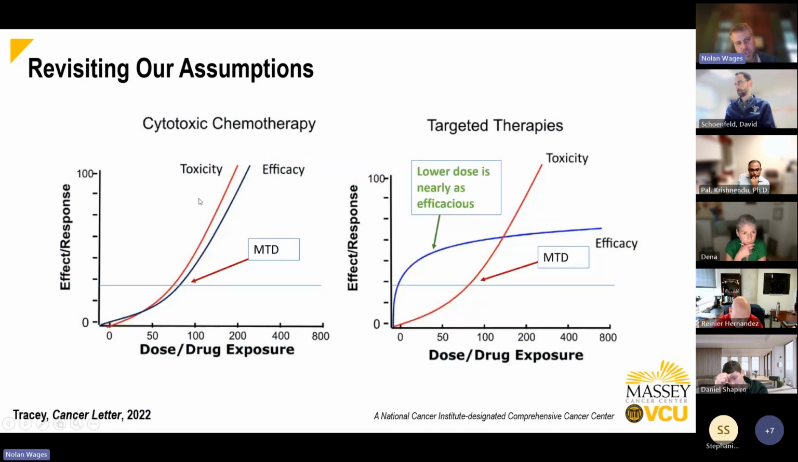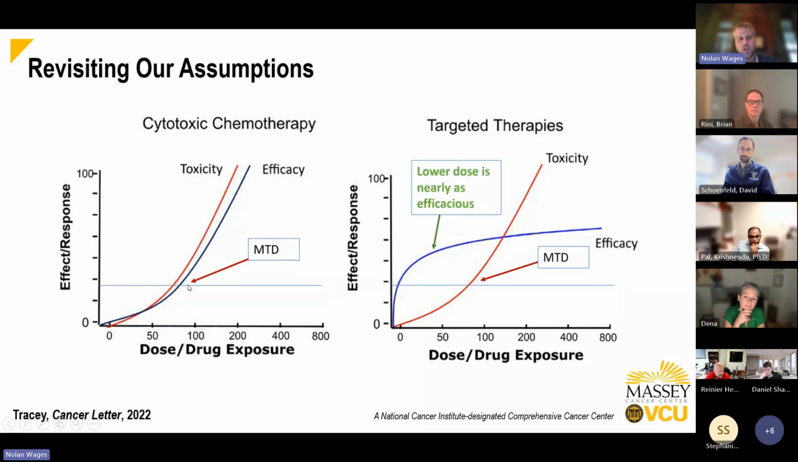On the left side is the original assumption we had for cytotoxic chemotherapy, in which we are increasing the dose. We're pushing the dose higher up to this threshold, because toxicity and efficacy increase as we increase the dose. And on the right side, this again comes from this Tracy Cancer Letter. Again, the assumption is that toxicity is increasing as we increase dose, but efficacy is sort of leveling off at some point. And a lower dose may be nearly as efficacious as a higher dose.